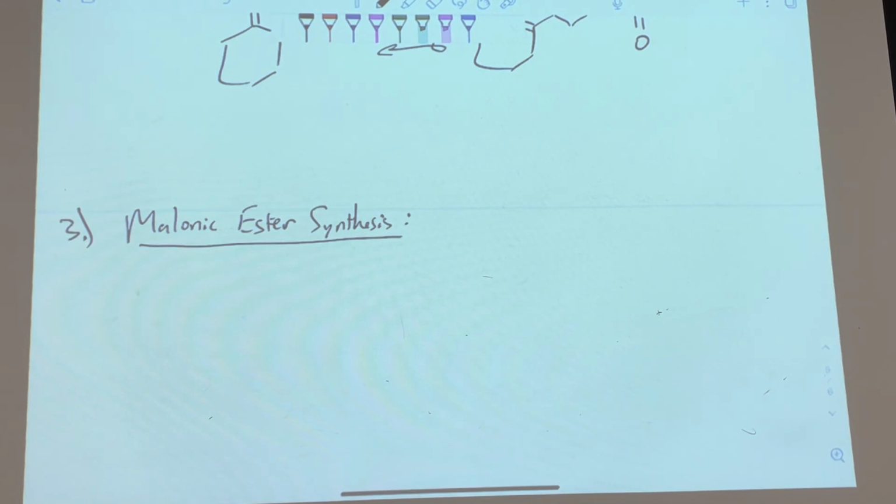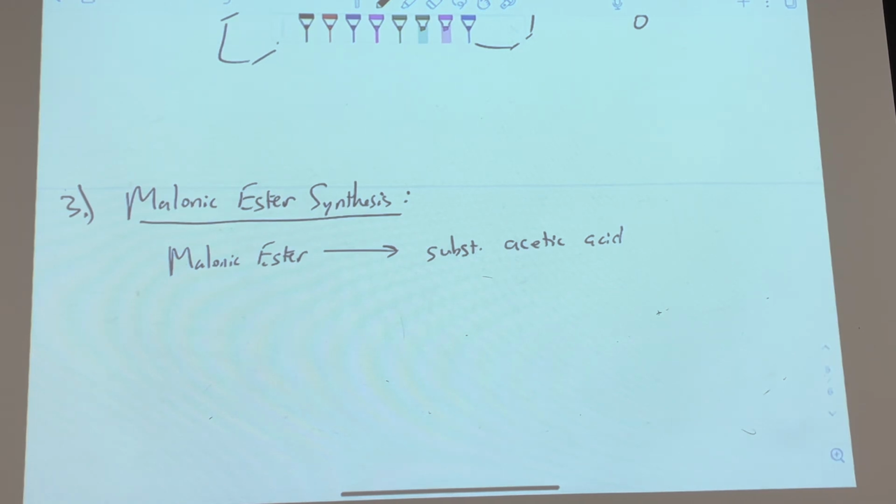So in terms of its functional group transformation, what malonic ester synthesis does is it uses malonic ester and it's going to end up giving you a substituted acetic acid. All right, so let's see what that actually looks like. Malonic ester is a 3-carbon diester. Looks like that.